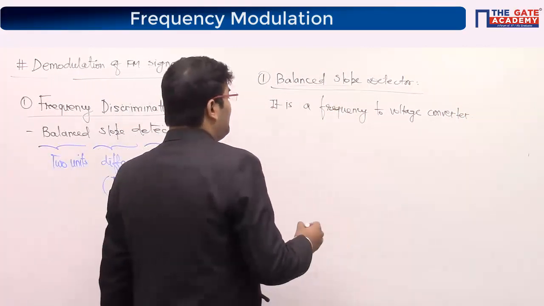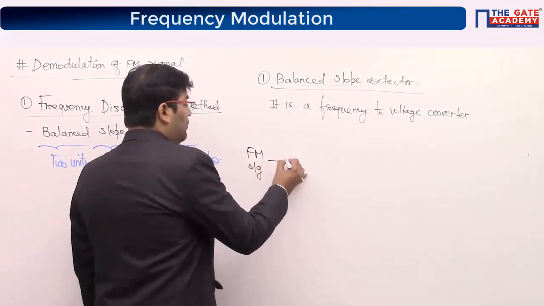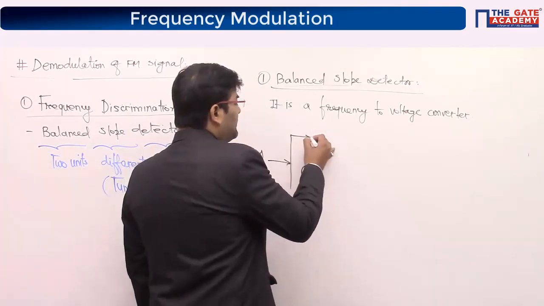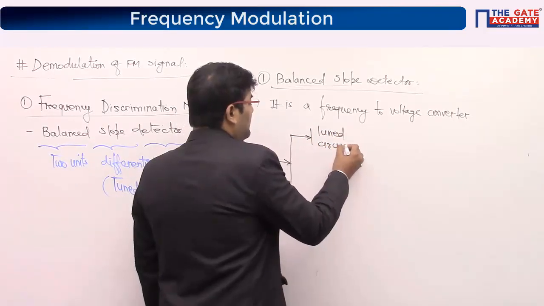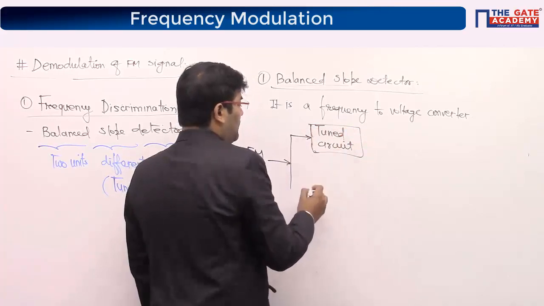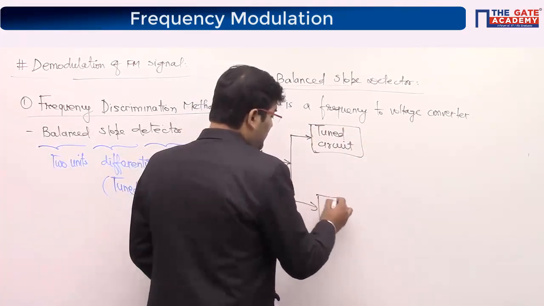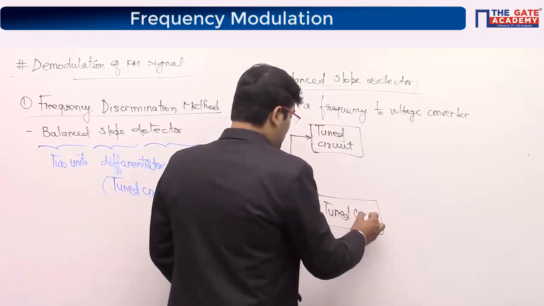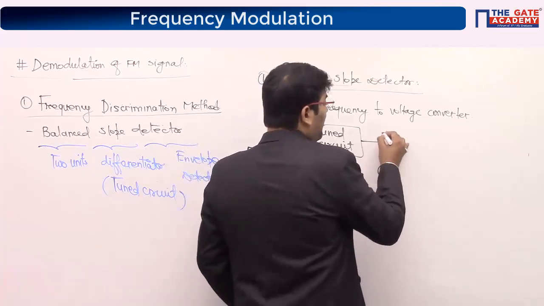Now, if I look at the block diagram, you have the FM signal, which is the input. Guys, by default, when I say FM signal, it is a narrowband FM signal. So it goes to a tuned circuit. Then another tuned circuit. Okay. Then it goes into an envelope detector.